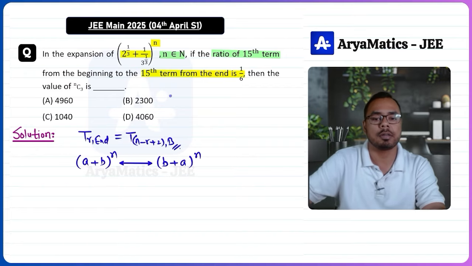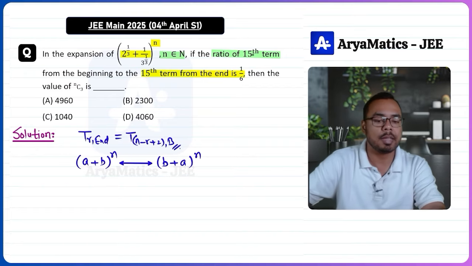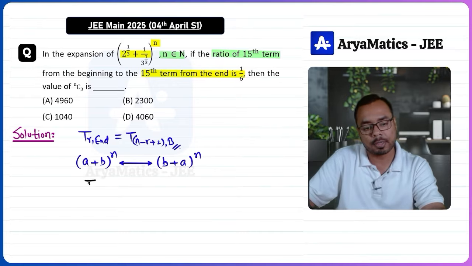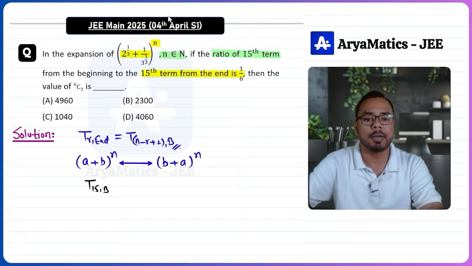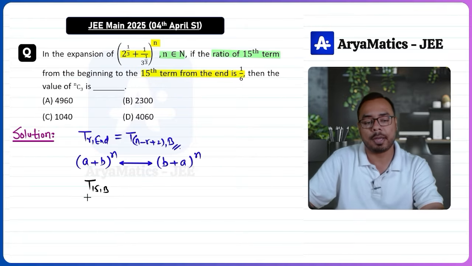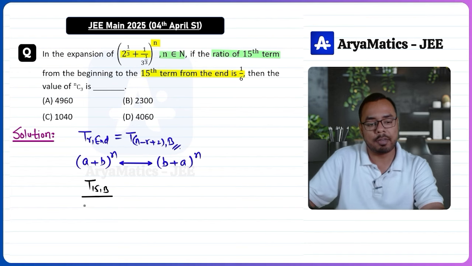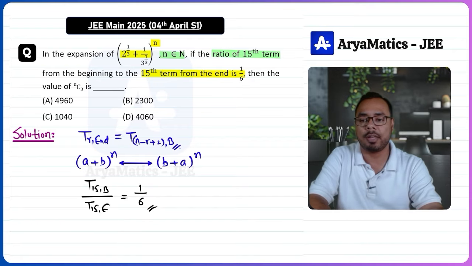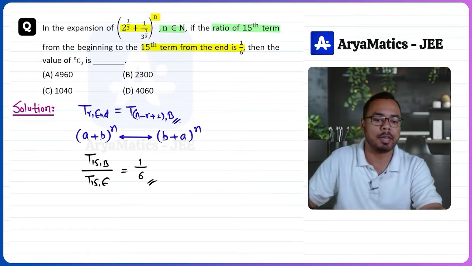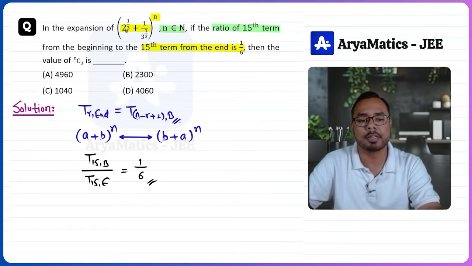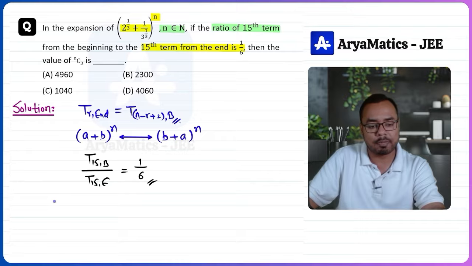So we are going to use that concept here. It is given that T15 from the beginning divided by the 15th term from the end, that is T15 from the end, is 1/6. Now we have a standard formula for finding a particular term from the beginning. If I need T15 from the beginning in this expansion, it will be nC14.